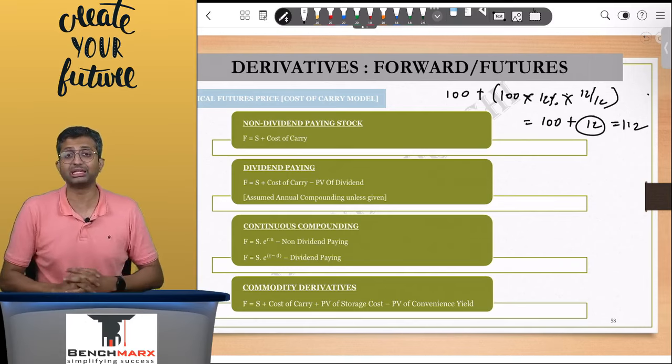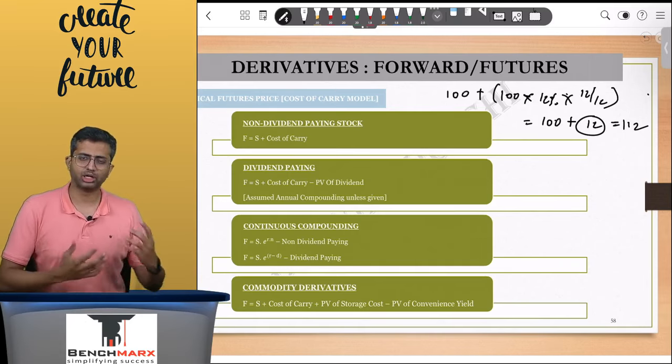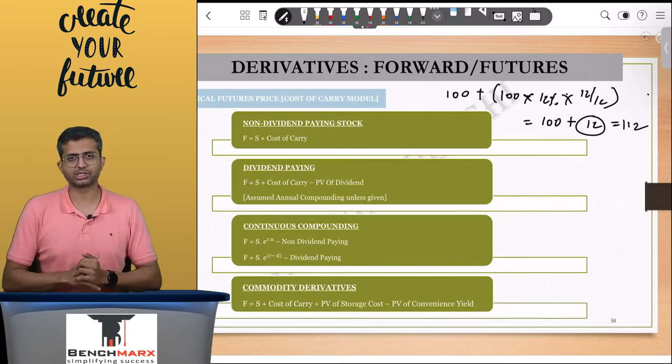The opposite will happen in case the price is 106 or 103.